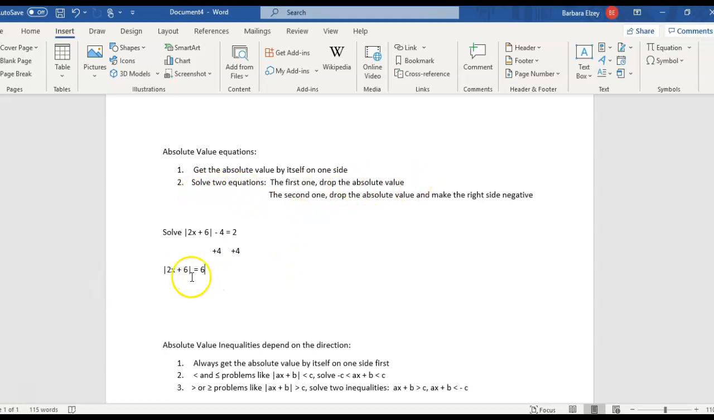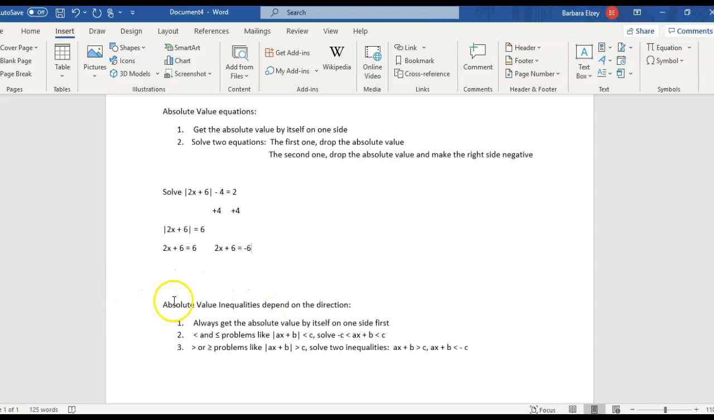In the first one, I just dropped the absolute value. So the first one we're going to solve is that. We just drop every symbol in there. Okay, and the second one, we're going to drop the absolute value, but we're going to make the right side of the equation negative. So the 6 that's over on this right side becomes negative. So notice one of them, it just stays positive and we drop the absolute value. The other one, we make the right side negative when we drop the absolute value. And let's go ahead now and solve these linear equations.